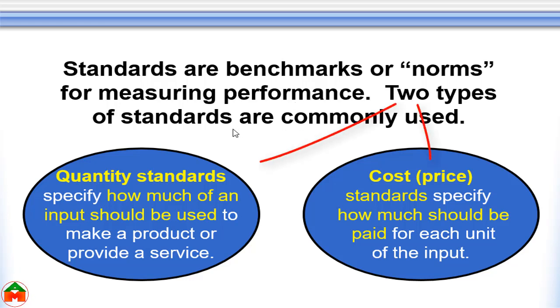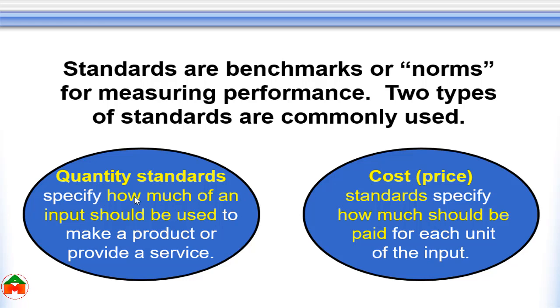Generally there are two types of standards. We can see quantity standards, and the other one is price or cost standards. Quantity standards specify how much of an input should be used to make a product or to provide a service. That means a quantity standard indicates what amount should be used in producing a product or providing a service. On the other hand, cost or price standards specify how much should be paid for each unit of the input.